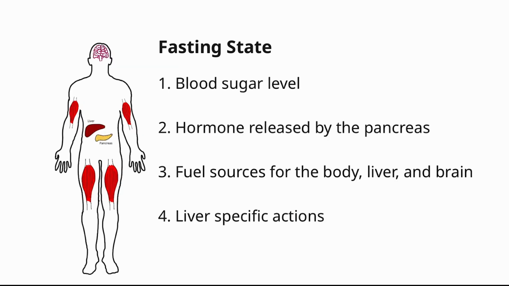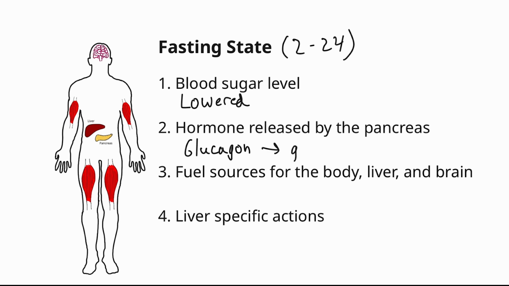We're going to break the fasting state up into multiple stages, and the first stage takes place 2 to 24 hours after our last meal. About 2 hours after our last meal, our blood sugar drops, so the blood sugar has lowered some. And this causes the hormone glucagon to be released by the liver, and glucagon is going to cause a lot of metabolic pathways to start happening, but initially the first thing it's going to cause is glycogenolysis.